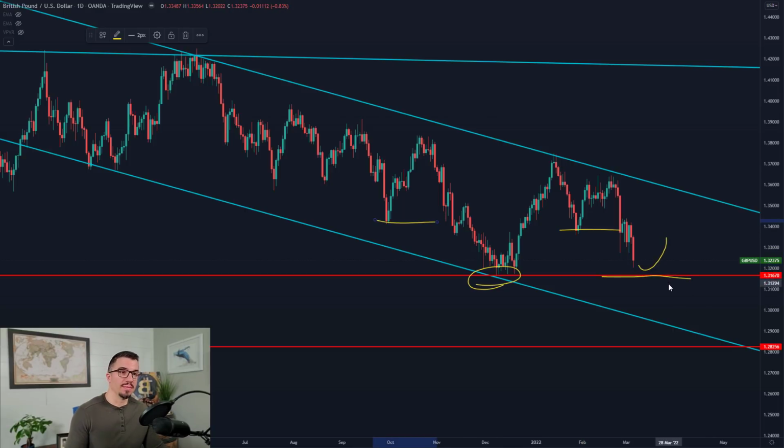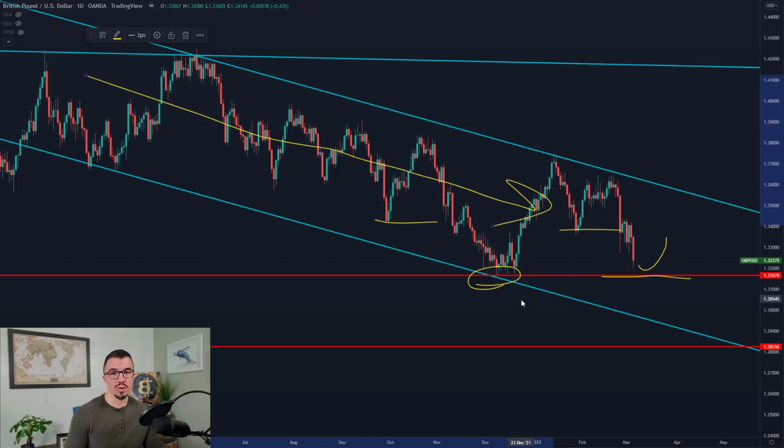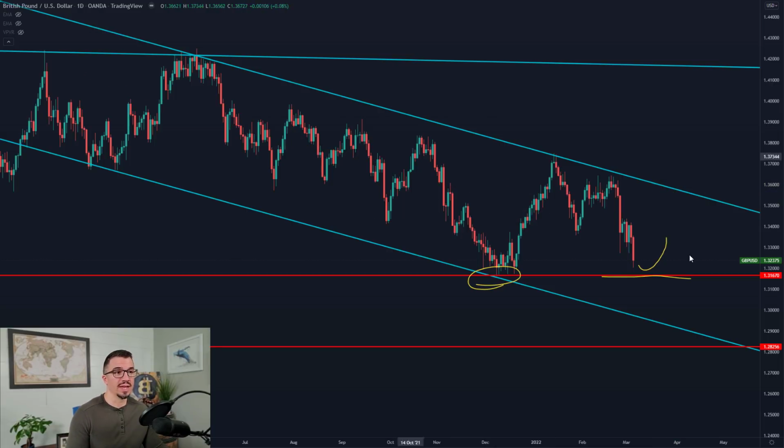Okay, but at the moment, you have to understand too, that this is an established downtrend here over the past few months. In fact, almost a year now, the pound has been in a downtrend, making lower highs and lower lows. If it's going to reverse that, it has to get back above this channel resistance up here. Until that happens, sellers are in control. Okay, so just keep that in mind.